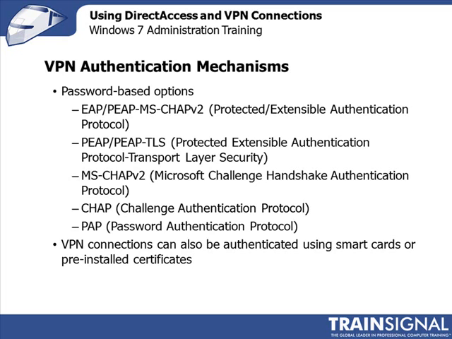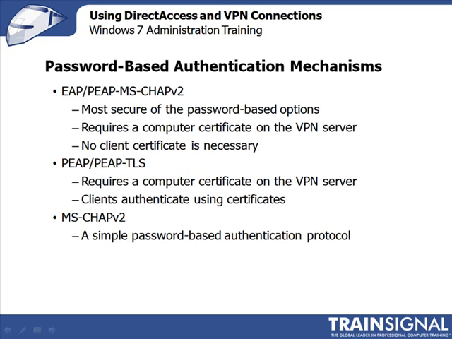Now, these are password-based authentication options. You can also set up a VPN connection that uses a smart card or a pre-installed certificate rather than a password, or in addition to a password. EAP or PEAP, the MS-CHAP v2 version, is the most secure of the password-based authentication options and requires a computer certificate on the VPN server, but no client certificate is necessary.